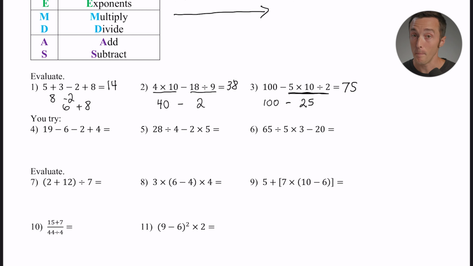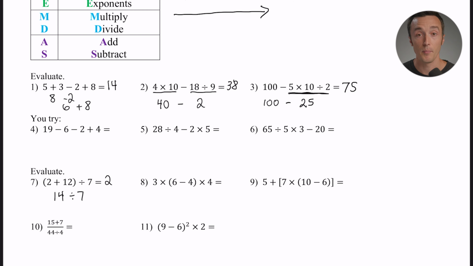And if we talk about PEMDAS, the very first letter, P, says that if there's anything inside the parentheses, you need to take care of it first. So even though it's an addition problem, we have to jump it to the front of the line because it's inside a set of parentheses. So I'm going to handle that part first, and the 2 plus 12 is 14. So really what this simplifies to is 14 divided by 7, which of course is 2.